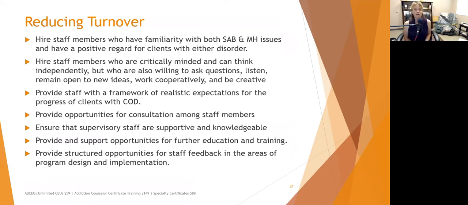Provide staff with a framework of realistic expectations for the progress of clients. What are they supposed to accomplish while they're in your program? So we're not expecting too much. I used to expect every person who went into residential would come out in maintenance. And my supervisor pointed out to me one day, you've got clients who are coming in here at different stages of readiness for change. They're not going to move from pre-contemplation to maintenance in 28 days. It just ain't going to happen. If you can move them one step, in terms of their motivation and their readiness for change, that's what you need to do.